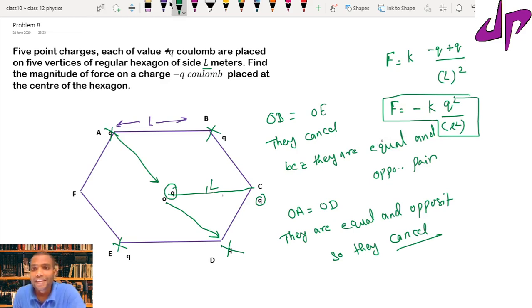Here the negative sign shows the direction of the force. So the direction of the force is along C to O, if we represent it here. C to O is the resultant direction of the force. The negative sign shows the direction of the force, and the rest of this quantity will give the magnitude of the force.